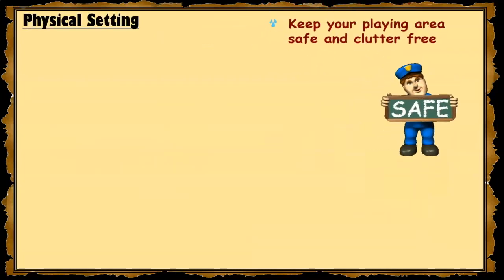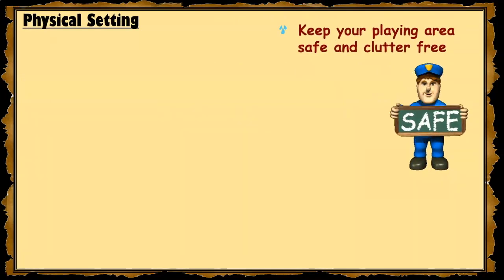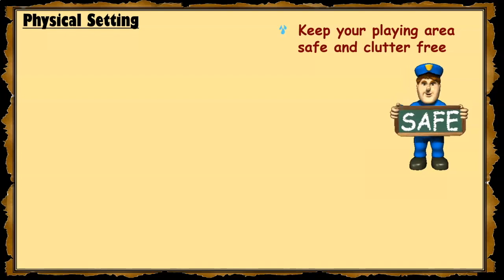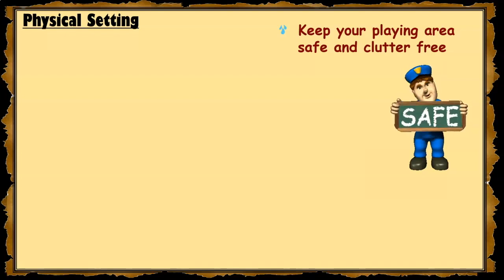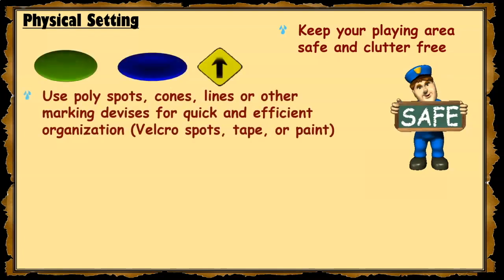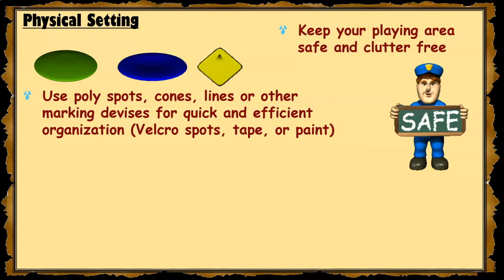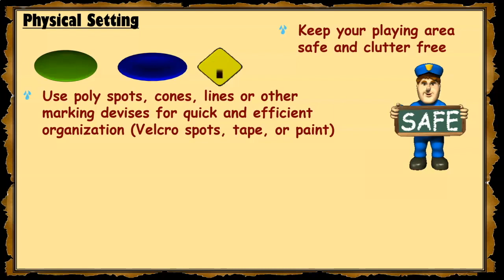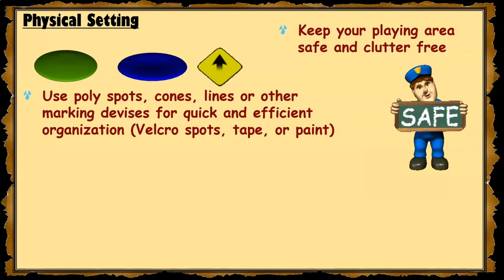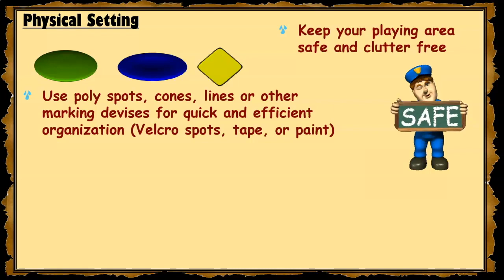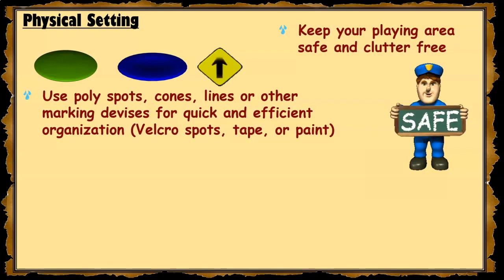Let's talk a little bit about the physical setting of your gym. It's important to keep your playing area safe and clutter-free to the best of your ability. Some people have more storage than others, but to the best of your ability, keep it safe so students aren't running into things and so on during their activity. It's important to use, especially for those teaching kindergarten, first, second grade, polyspots or cones or lines or any other marking devices for organizing your classes. It just takes no time when you have these types of markers for you to transition into new activities or lesson components.